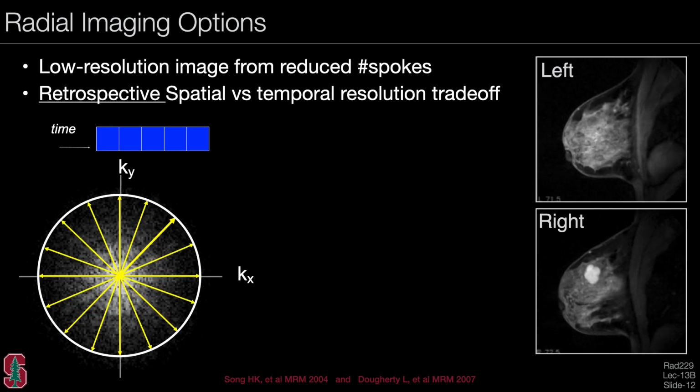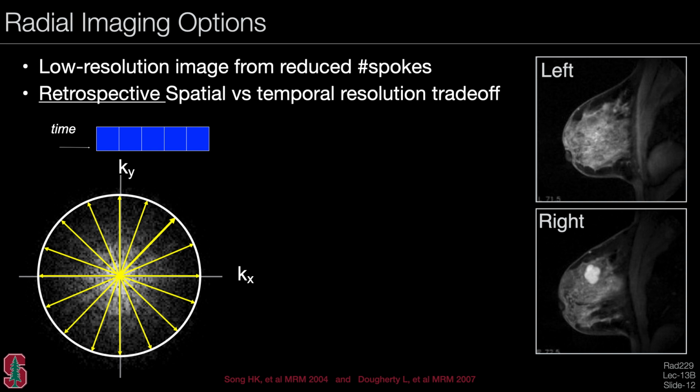So we've already looked at radial imaging in a previous lecture, but let's look again at some of the options when you have radial imaging. What we can do is take a low resolution image from a reduced number of spokes, and this has a full field of view. So this can give us a high frame rate at low spatial resolution.